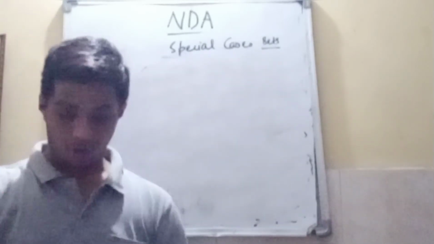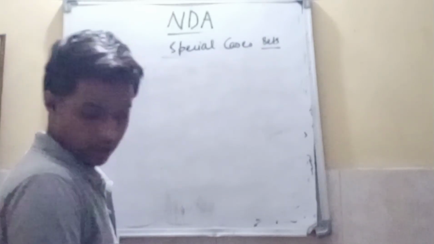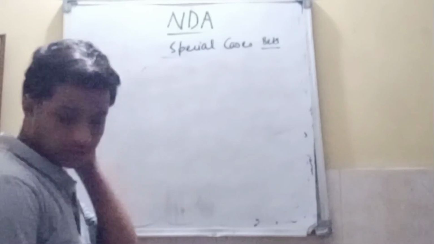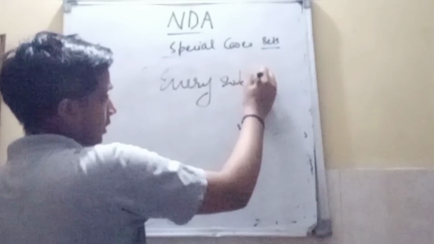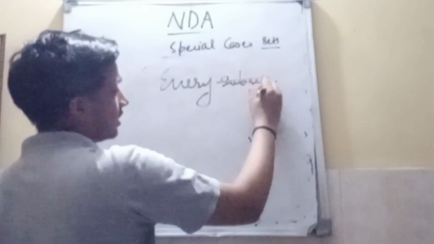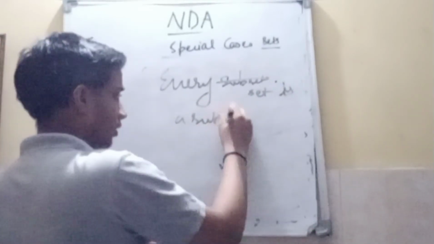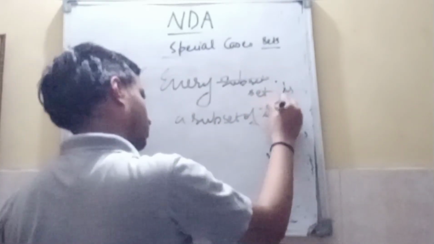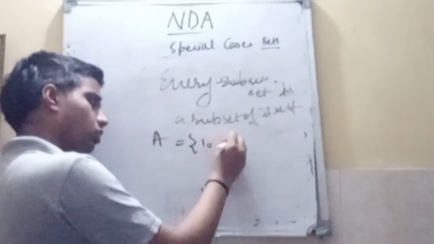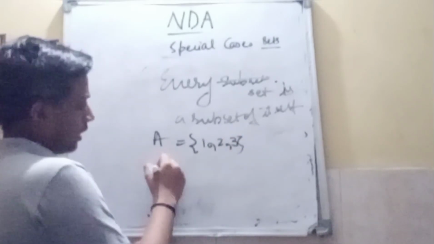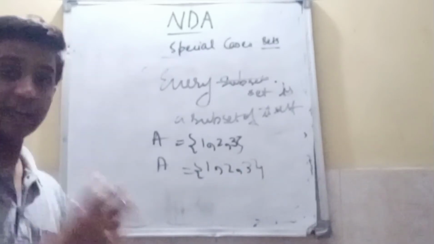So, the next topic that we are going to study is some rules. Every set is a subset of itself. See, A is equal to {1, 2, 3}. This is a set. Then A is again {1, 2, 3}, which is also a subset.